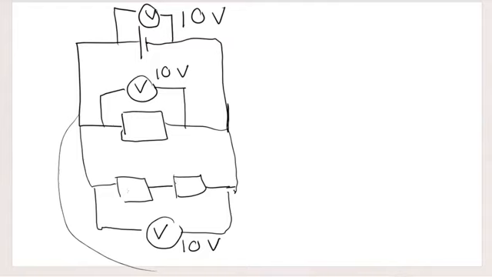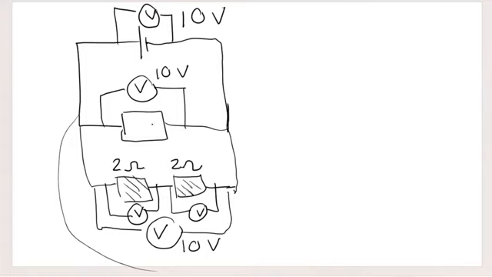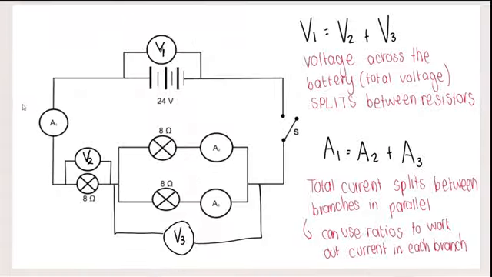But because there's two resistors, and let's pretend they have exactly the same resistance, let's say 2 ohms here and 2 ohms here. If the branch gets 10 volts, then this resistor, if I connect another voltmeter over there, will get 5 volts, and this resistor will get 5 volts. Because remember, voltage splits in series, and technically these resistors are in series. So for the parallel branches, voltage is the same.